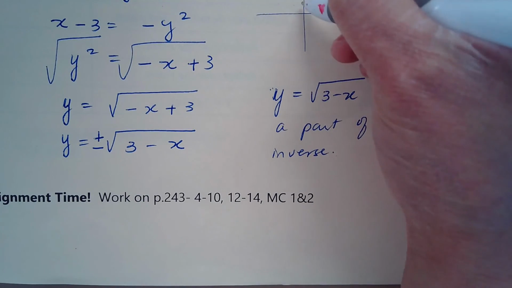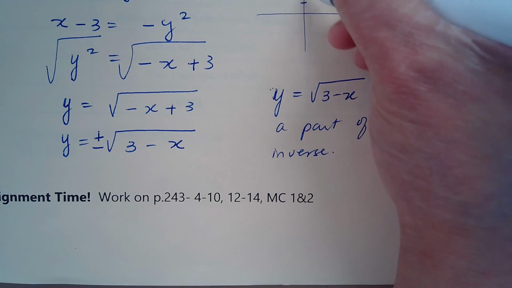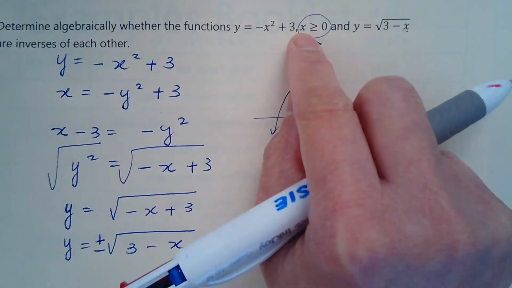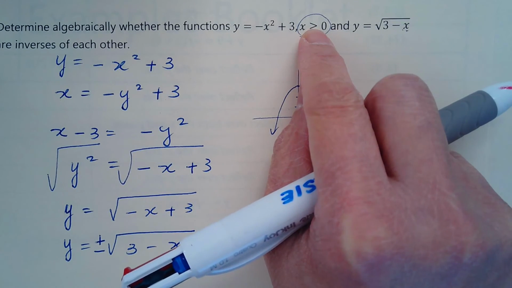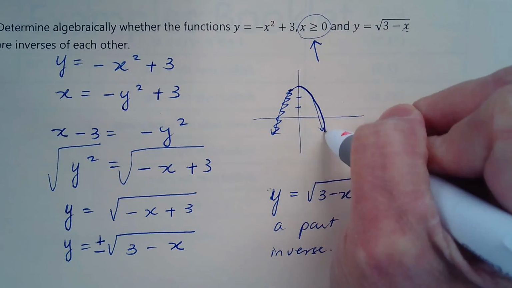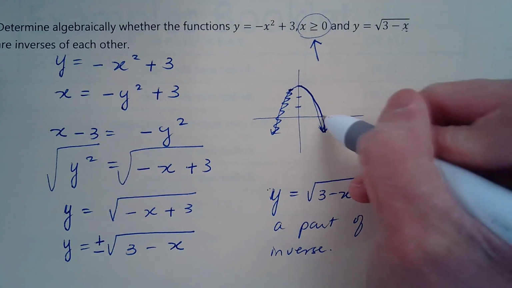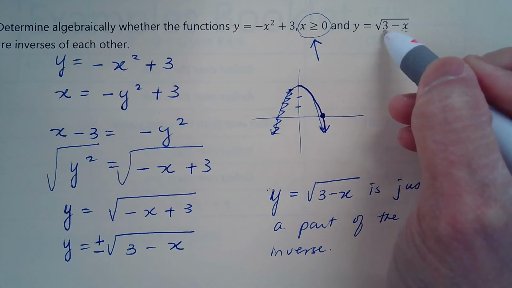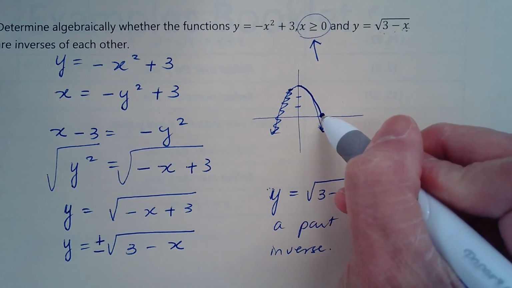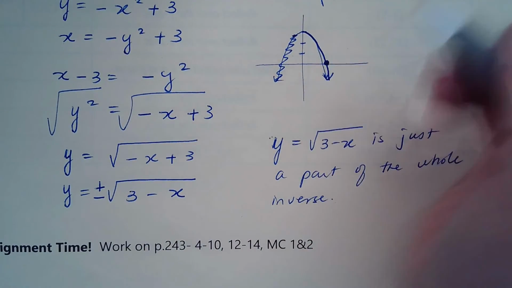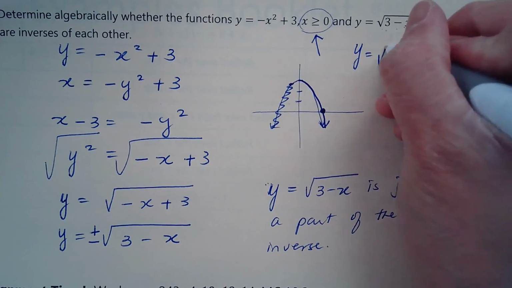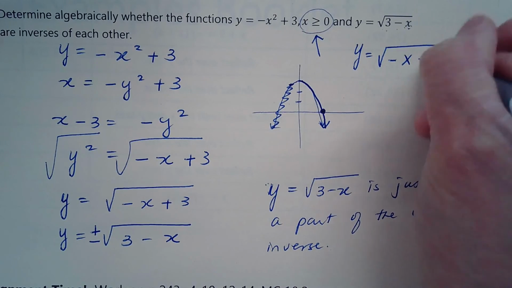I'm going to graph this for a second. 1, 2, 3, and a negative x squared. Right? That's for the whole thing. But then they said x is greater than 0, so that means I'm going to cut this off. So this is the only part of the function. And then this part is 3 minus x. I totally disregarded that piece. Square root of negative x plus 3.